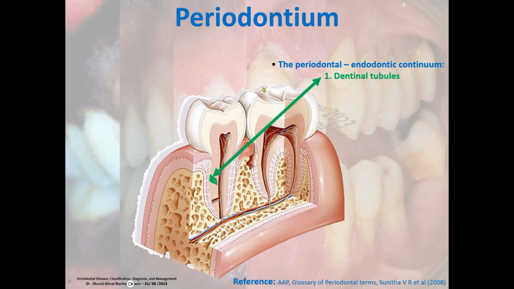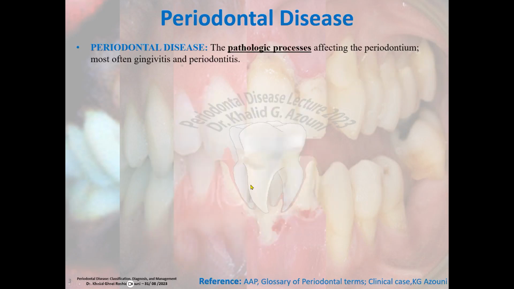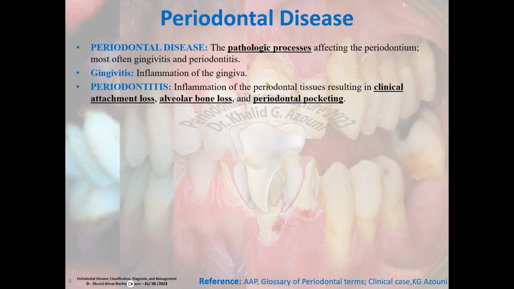The communication pathways between the pulp tissue and the periodontium are the dentinal tubules, the lateral and accessory canals, and the apical foramen. Now, periodontal disease is a pathologic process affecting the periodontium, most often gingivitis and periodontitis. It's not a single disease, it's several diseases with different pathogenesis and different progression. Gingivitis is inflammation of the gingiva, while periodontitis is inflammation of the periodontal tissue, resulting in clinical attachment loss, alveolar bone loss, and periodontal pocketing.